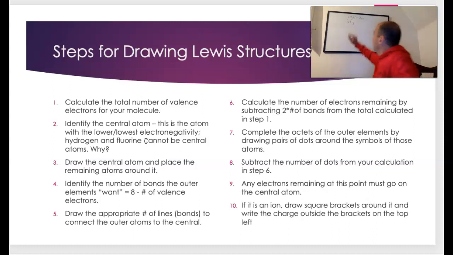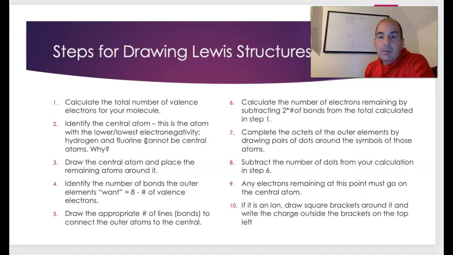All right, so we know sulfur is the central element. We're going to put oxygens around it. I'm just going to go here, here, and here. Now we want to identify the number of bonds the outer elements want. So if my outer ones are oxygen, which has 6 valence electrons, we're going to take 8 minus 6 and say that each of the oxygens wants 2. So I'm just going to go right in and give each of the oxygens 2 bonds.